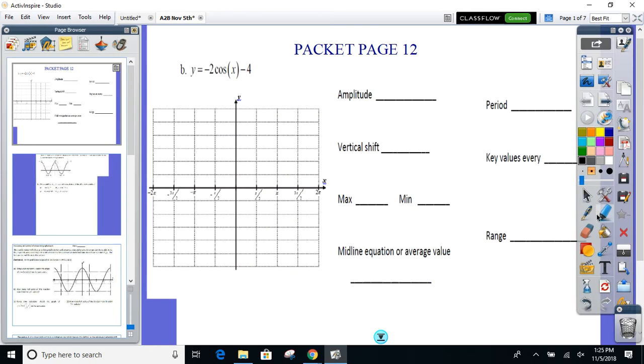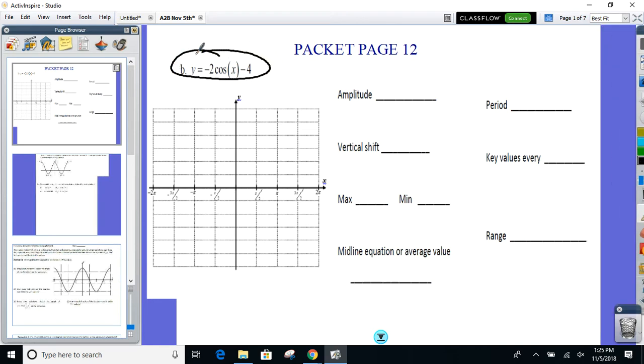Okay, here we go. I'm hoping if you're here on Friday, you can answer all these questions. Maybe the graph might be a little shaky, but at least answer all these questions here. So let's do that. According to this equation here, -2 cosine x minus 4, what's my amplitude? Amplitude should be +2. You always take the absolute value of whatever number is out in front, in this case, -2. Amplitude, always positive.